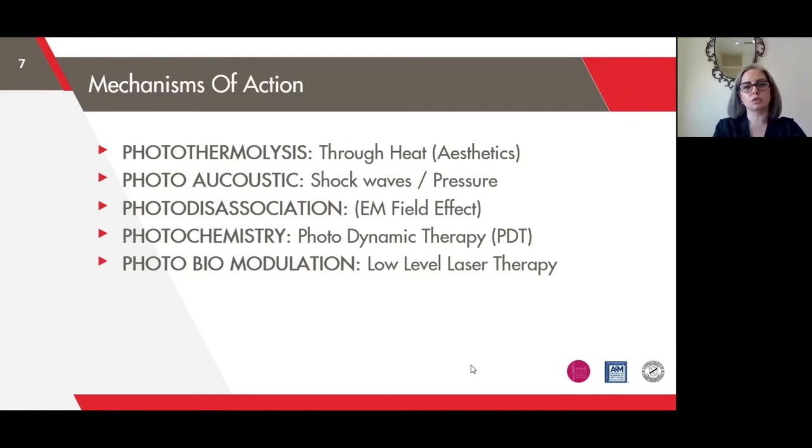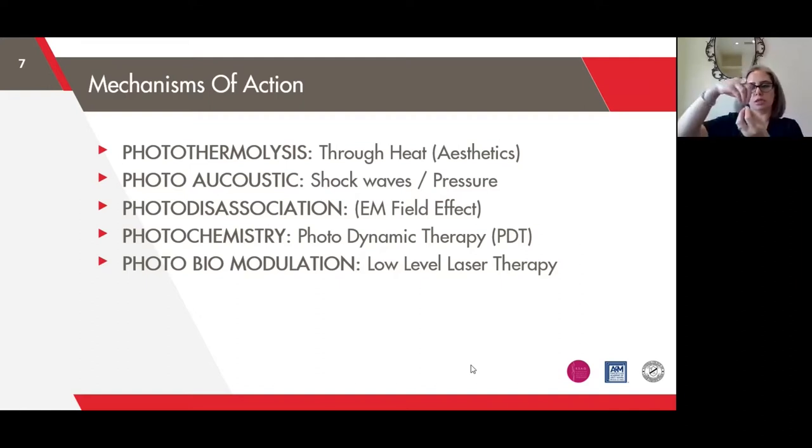Photoacoustic is the mechanism of Q-switch lasers. Q-switch lasers are fast lasers. The difference between a Q-switch and a normal laser: for all the wavelengths, I have the Q-switch format. I have Ruby, I have Q-switch Ruby. I have Alex, I have Q-switch Alex. I have NDF, I have Q-switch NDF. The normal lasers that I can do selective photothermolysis with are referred to as LP, long pulse lasers. So you will find LP Alex. This means it works with the mechanism of long pulse.